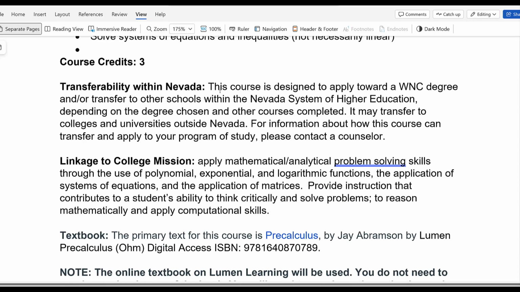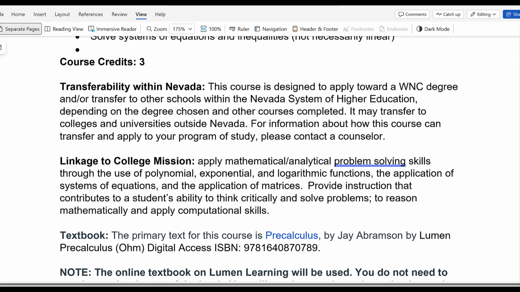Our transferability within Nevada. This course is designed to apply towards a degree and/or transfer to other schools within the Nevada system of higher education, depending on the degree chosen. Other courses completed, it may transfer to colleges and universities outside Nevada. For information about how this course can transfer and apply to your program of study, please contact a counselor.